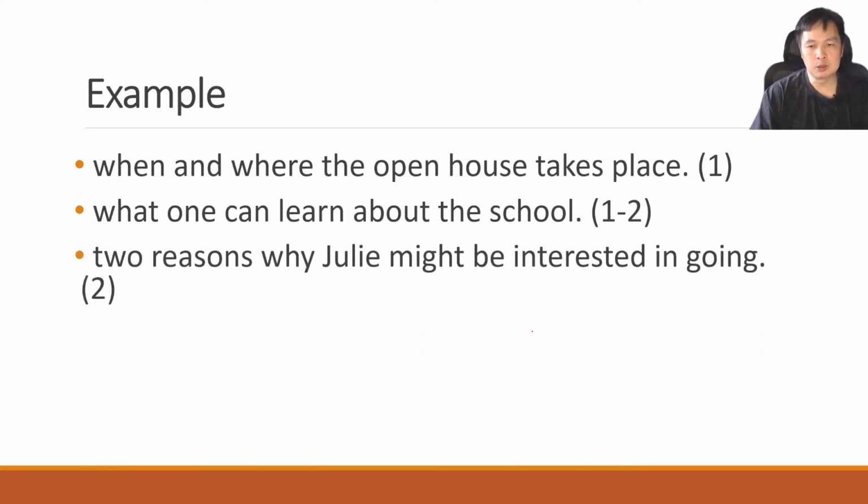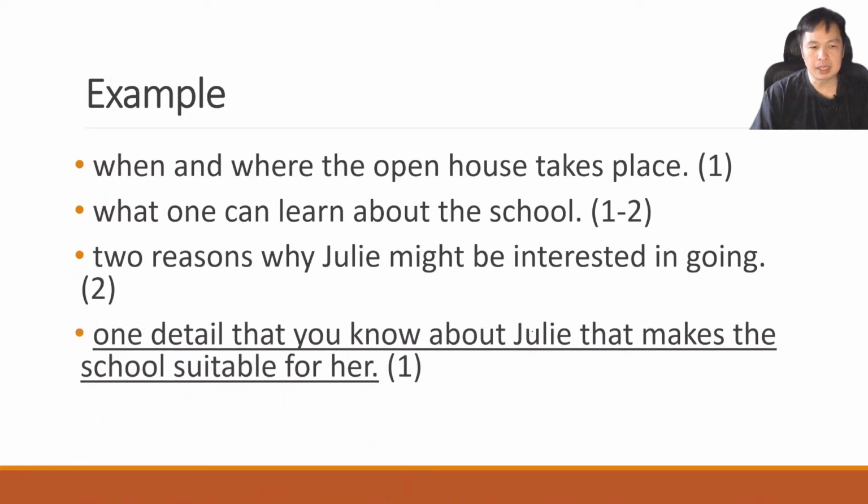2 reasons why Judy might be interested in going, 2 marks. 1 detail that you know about Julie that makes the school suitable for her. It's quite interesting. I came up with this question because since she's your cousin, the assumption is that you know your cousin, and external parties would not have known this specific detail about your cousin. So you come out with the detail.